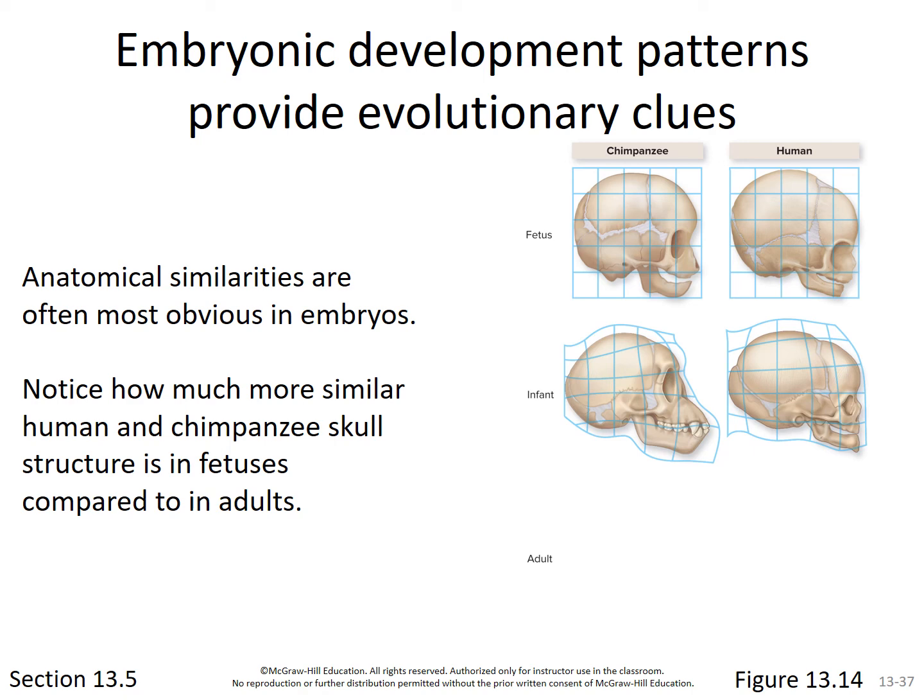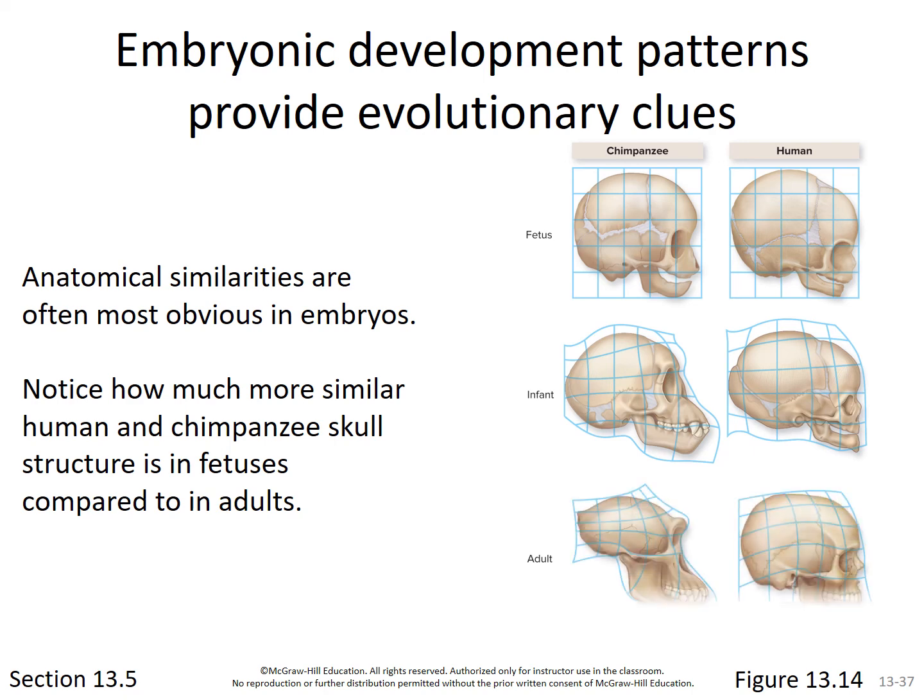The jaw protrudes much more in a chimpanzee than it does in a human, even as an infant. And if you look at the adult, you'll see where the brain pan of the chimpanzee has really flattened out, and the jaw is way out there, as compared to humans. Sometimes humans get called neotenous, more closely resembling their infant form. You can see that the grid from fetus to adult is much less distorted in humans than it is in chimpanzees. But anatomical similarities are more obvious in the embryos than they are in the adults.